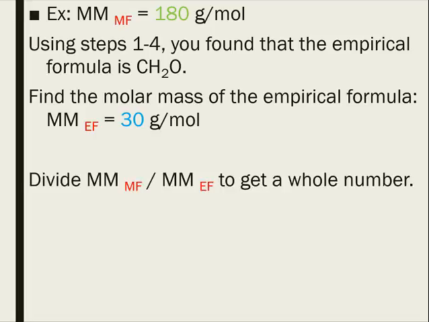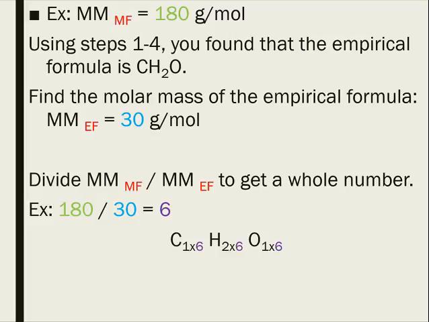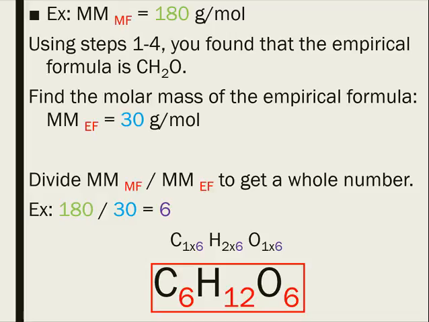Well, I will divide the molar mass of the molecular formula by the molar mass of the empirical formula, and that should give me a whole number. In this case, it's 180 divided by 30. That comes out to be 6. And I'll take the empirical formula, again, 1 carbon, 2 hydrogens, 1 oxygen, multiply all of those subscripts by 6. And as a result, I'll get C6H12O6, my good buddy glucose right there. And this is the chemical formula for this compound.